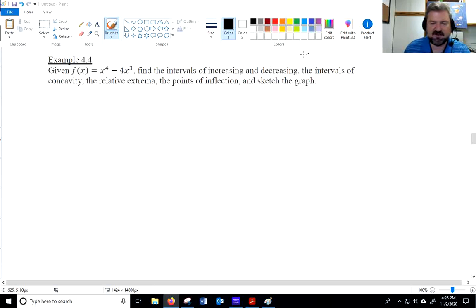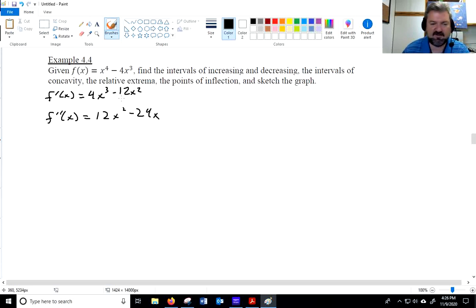Given that f of x equals x to the fourth minus 4x cubed, find the intervals of increasing and decreasing, the intervals of concavity, the relative extrema, the points of inflection, and sketch the graph. All right, we'll try it. So f prime of x, and f is continuous everywhere, by the way, just take note of that, is 4x cubed minus 12x squared. Let's find f double prime while we're at it. That would be 12x squared minus 24x.